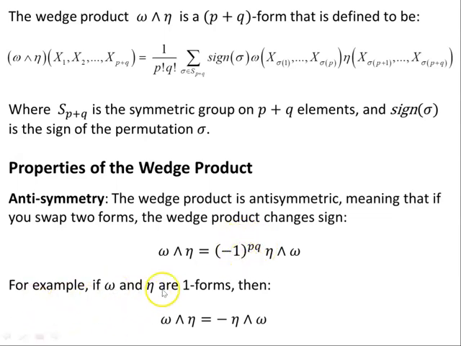So for example, if omega and eta are 1-forms, then omega wedge eta is equal to minus eta wedge omega.